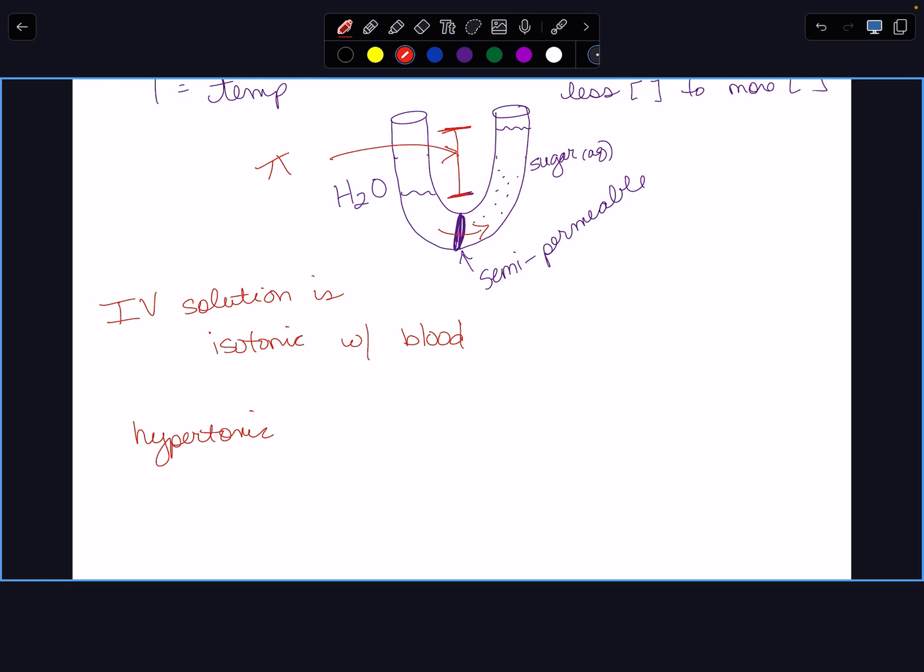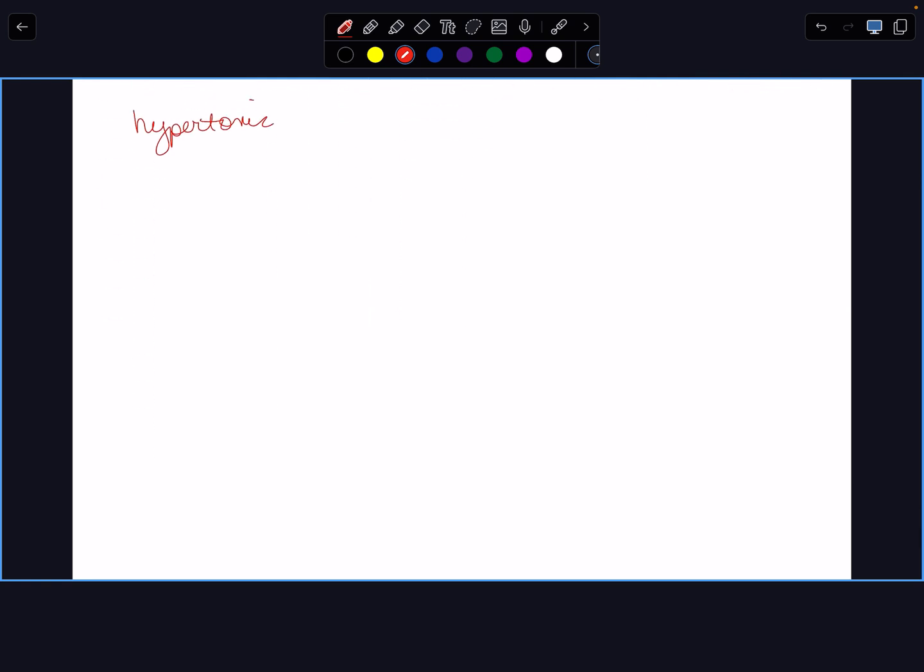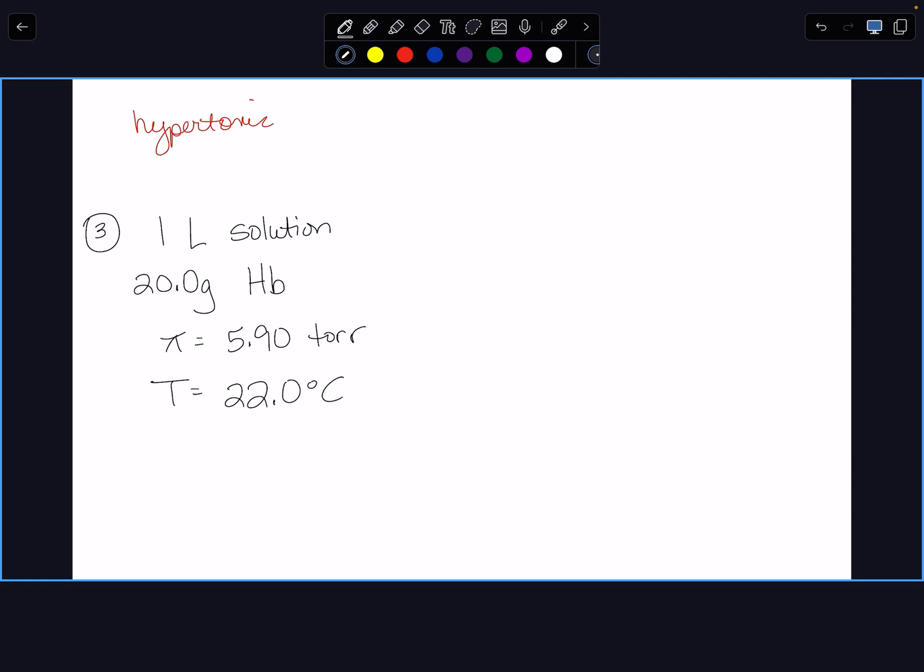All right, so let's look at what we're given in the problem. Number 3. A 1 liter solution containing 20 grams of hemoglobin. I'm going to abbreviate hemoglobin as HB. It has an osmotic pressure of 5.90 torr. The temperature is 22 degrees Celsius. And we want to calculate the molar mass of hemoglobin.